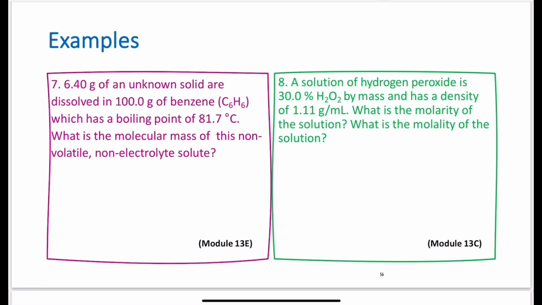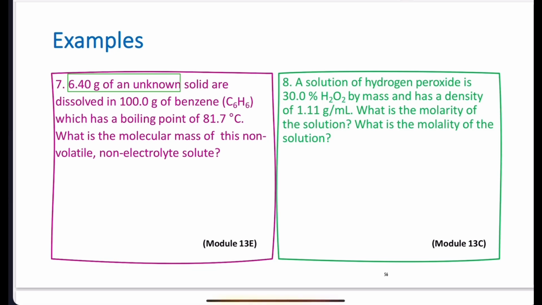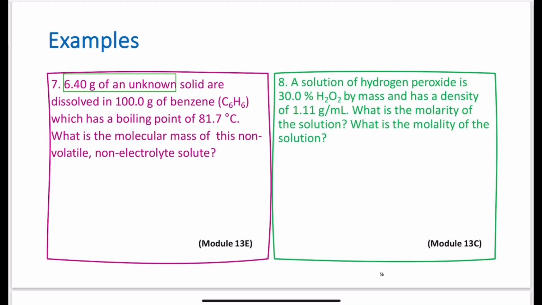Number 7. 6.40 grams of an unknown solid are dissolved in 100 grams of benzene, which has a boiling point of 81.7 degrees C. What is the molecular mass of this non-volatile, non-electrolyte solute? Well, let's break it down. I've got 6.4 grams of an unknown solid. I'm going to need that because if I'm trying to find molar mass, I know molar mass is grams over moles. So 6.4 grams of my unknown, I need to figure out the moles of the unknown. If I can figure that out, I can figure out its molar mass.